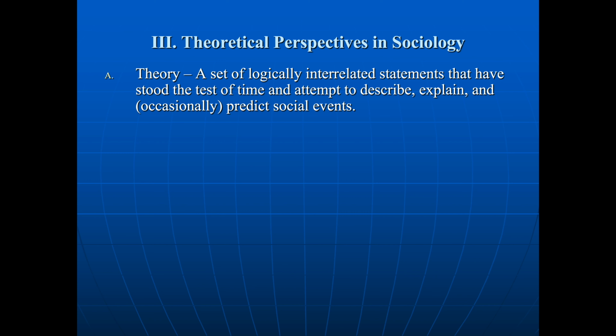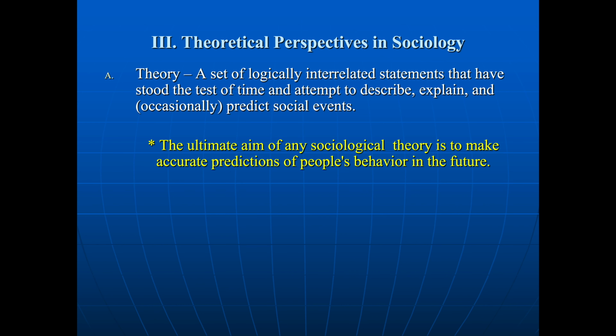As long as we insist that theories explain facts, the biases of each theory are likely to reveal themselves sooner or later. And so basically, it's a set of related facts, and we build facts upon facts, and we build strong theories. And so this is our definition. The ultimate aim of a sociological theory is to make accurate predictions of people's behavior in the future.